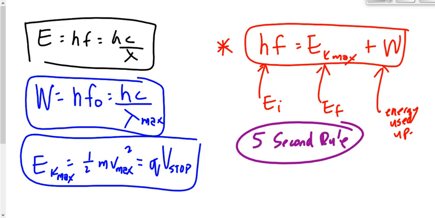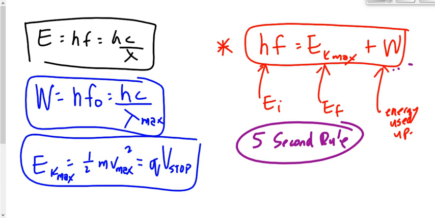And it's not the rule that says when you drop something on the floor, if it's less than 5 seconds, you can still eat it. It's a different 5-second rule. This 5-second rule says if you're solving a photoelectric effect problem, and you can't figure out what equation to use after you've got your givens written down within 5 seconds, then go to this one.